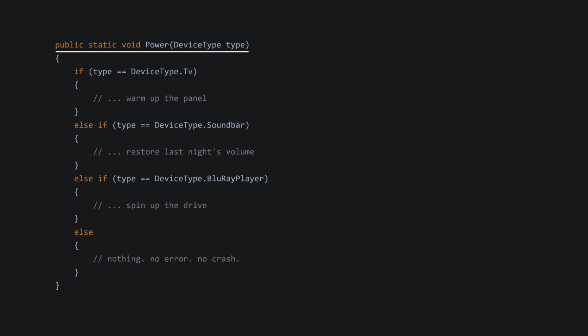Here is a method I inherited. It takes a device, and the first four lines are an if, an else if, an else if, and an else. If the device is a TV, do this. If it is a soundbar, do that. If it is a Blu-ray player, do the other thing. It works. Every test passes. And it is one missed branch away from a button that silently does nothing.